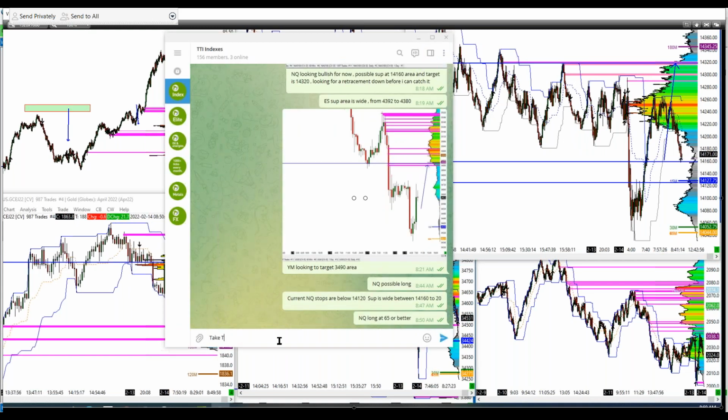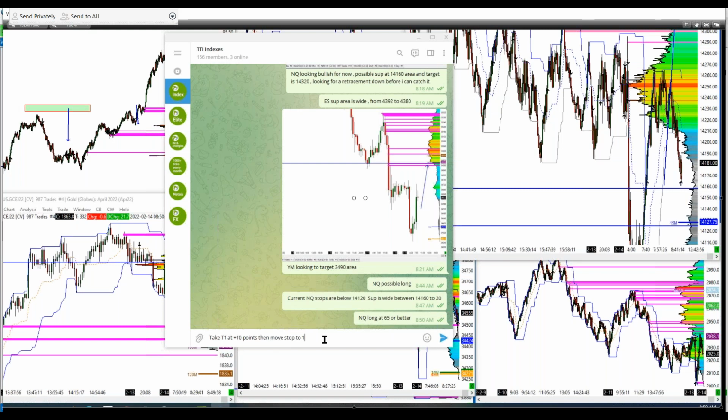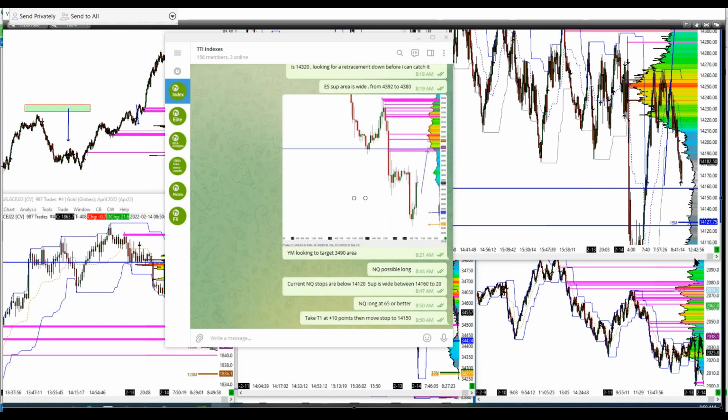I called it long from 65 or better, and take first target 10 points. 10 points, that is 40 ticks. Now, this 40 ticks is on 2 contracts because we do 3 contracts. You can do 3 mini, 3 macro, whatever, 3 contracts. First 2 on the first target, 10 points. Which means you already made 80 ticks, 40 ticks on each 10 points, right? So that's it. And then I said, move your stop loss.